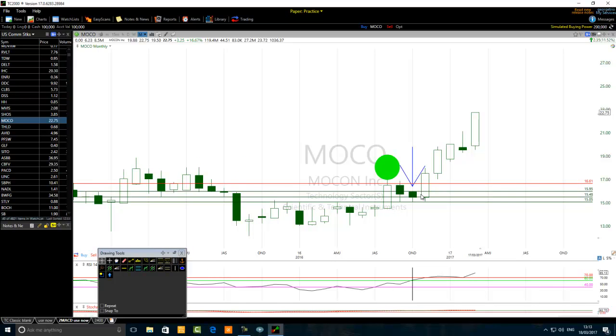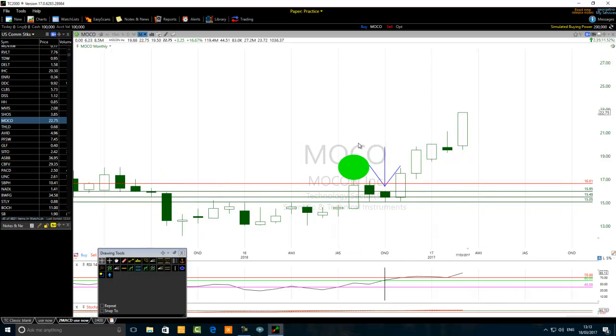So you see, this is a monthly candlestick bar. Now you are watching this stock MoCo. That's Mocon Incorporation. This is an American stock that belongs to the technology sector, scientific and technical instrument. All right. So you wait for the price to close above it. So you are here. You see that this stock is on my bullish watch list.